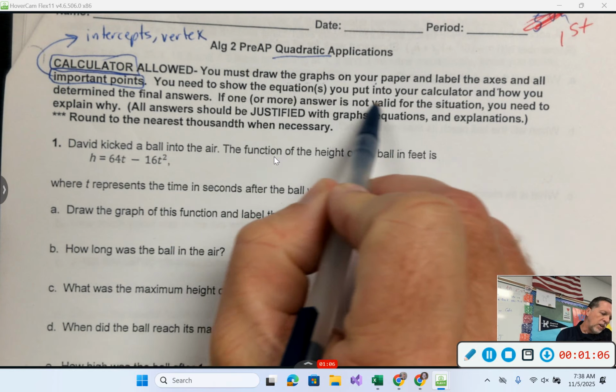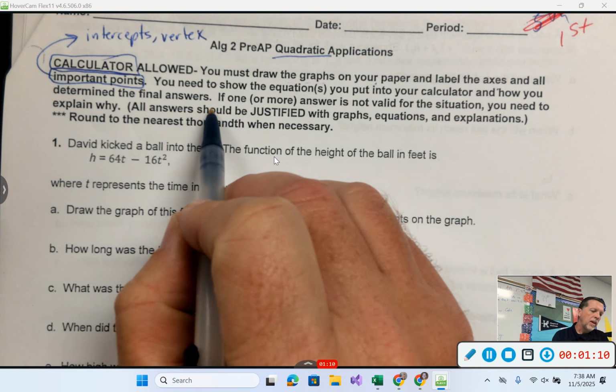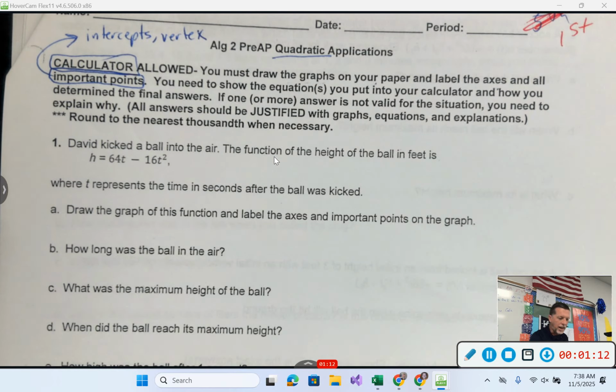You need to show the equations you put in your calculator and how you determine the final answers. That means you can't just write answers down even though I know you used your calculator. You need to communicate with me what you did. And maybe the calculator did the hard math, that's fine, but I need you to show me what you did.